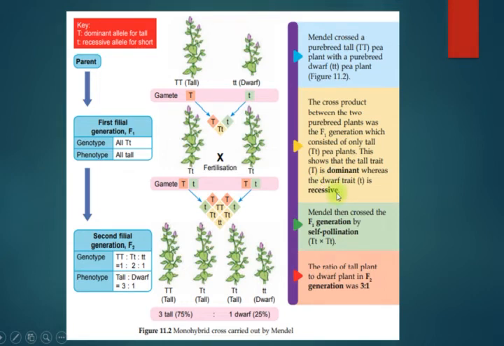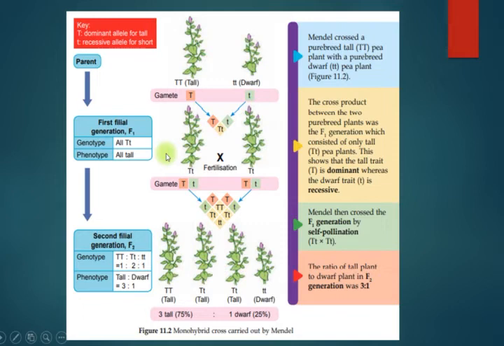Okay, so let's take a look at the diagram here. This is the tall plant crossed with the dwarf plant, and then it will produce the offspring. The offspring that are produced we call the F1 generation. All of these are the F1 generation, or first filial generation. All tall plants are produced here.